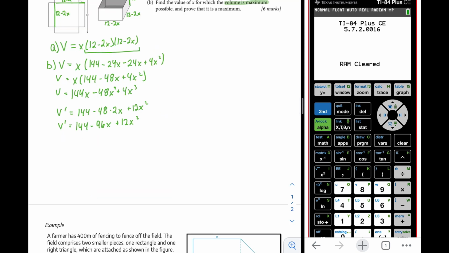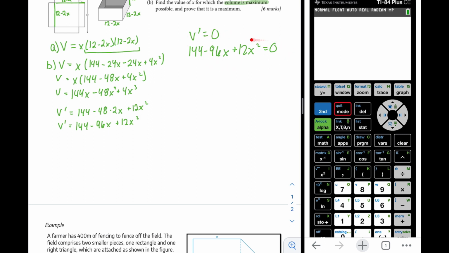Now the objective is to find the maximum volume. So in order to find the maximum volume, I need to find when my derivative is equal to 0. So I'm going to ask myself, when is 144 minus 96x plus 12x squared equal to 0? And I'm going to use my calculator for this. Now there's a few ways that we could find it using the calculator.